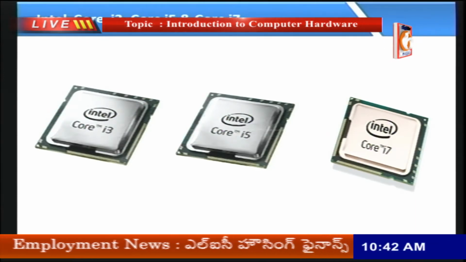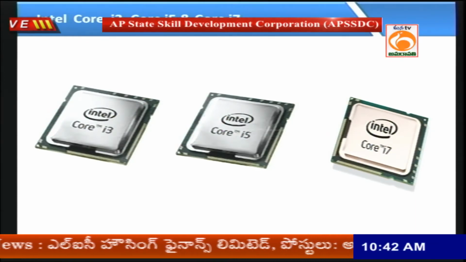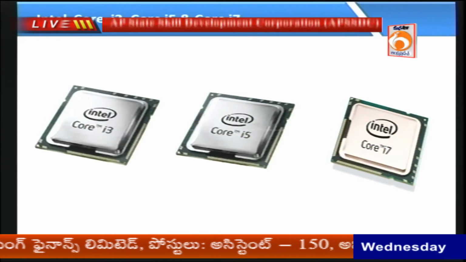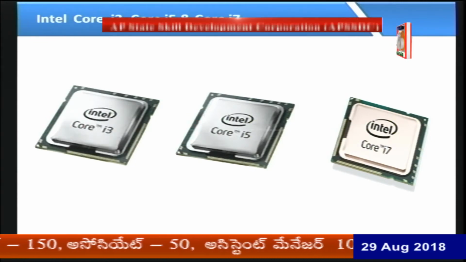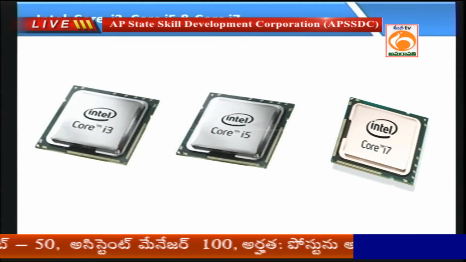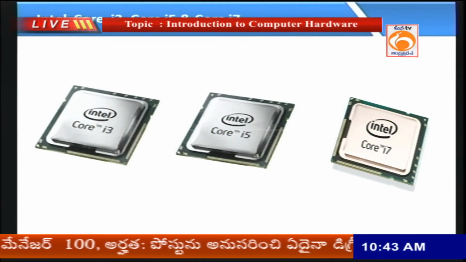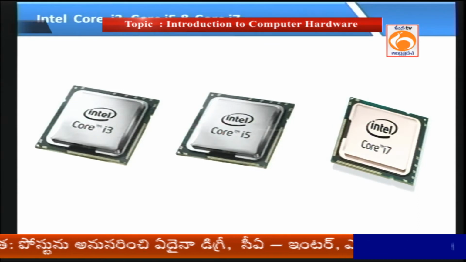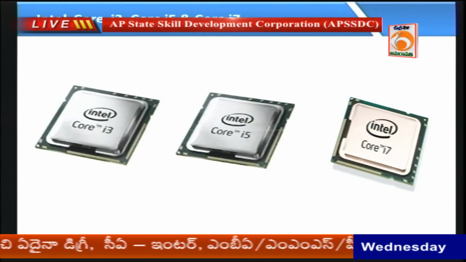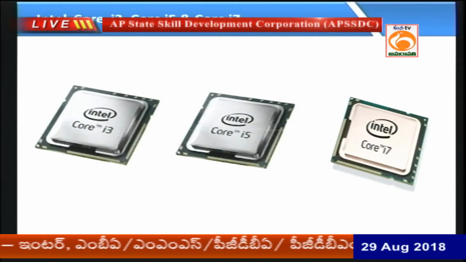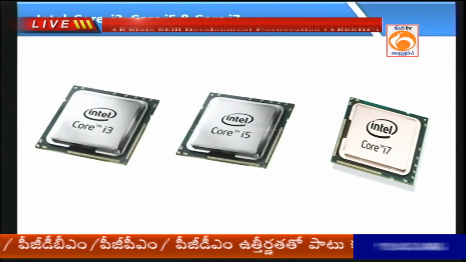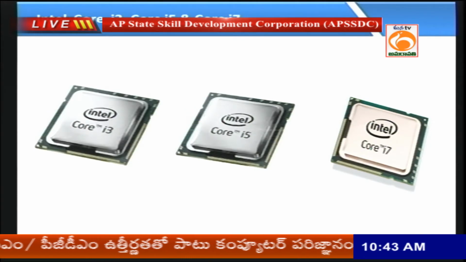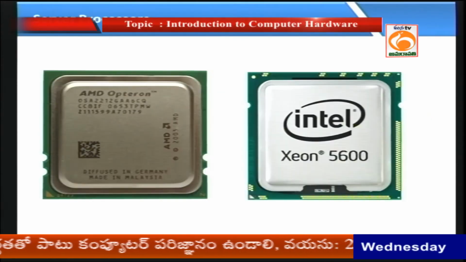L3 cache, the third cache memory pool. The cache which is located die on the processor, the same as L2 cache. L3 cache also is located die on the processor. The expected L3 cache memory size is 1 MB to a maximum of 8 MB in normal computers. I am not talking about high-end configuration computers. I hope you understood cache memory.